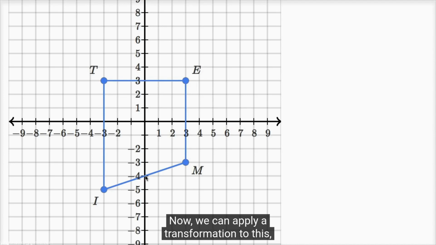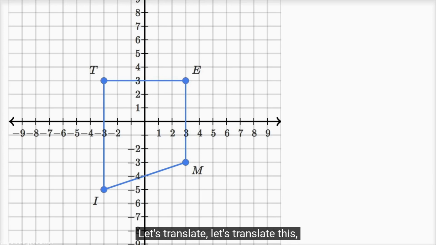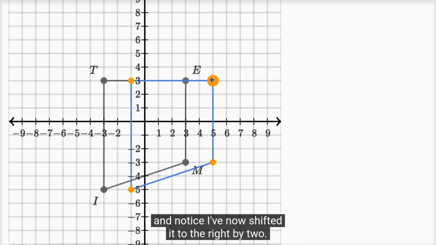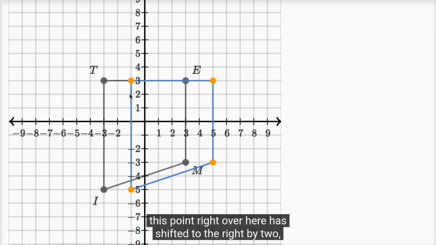Now, we can apply a transformation to this. And the first one I'm going to show you is a translation, which just means moving all the points in the same direction and the same amount in that same direction. I'm using the Khan Academy translation widget to do it. So let's translate this, and I can do it by grabbing onto one of the vertices. Notice I've now shifted it to the right by 2. Every point here, not just the orange points, has shifted to the right by 2. This one has, and this point right over here has too. Every point has shifted in the same direction by the same amount. That's what a translation is.